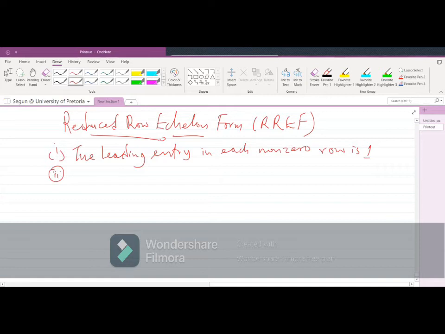That is, each leading one is the only non-zero entry in its column. That is, each leading one is the only non-zero entry in its column.